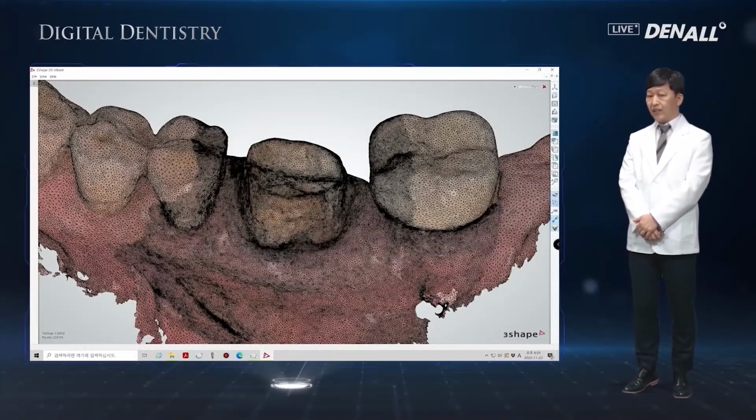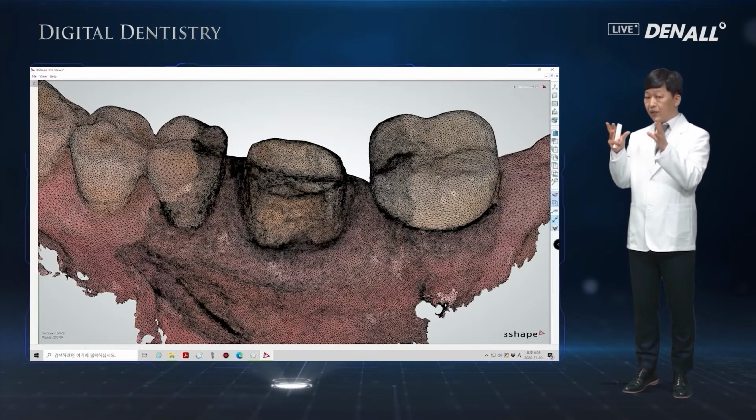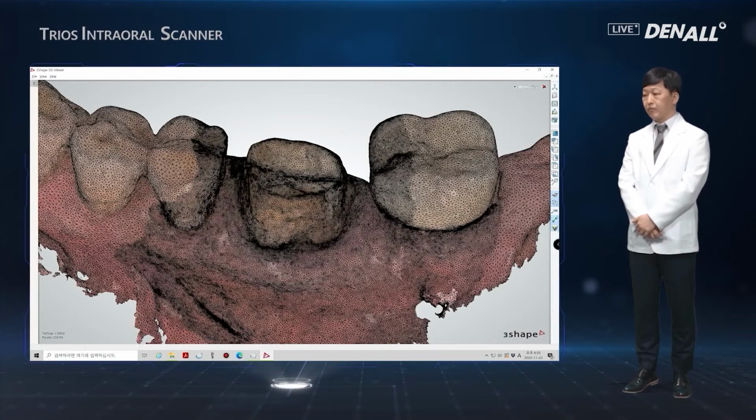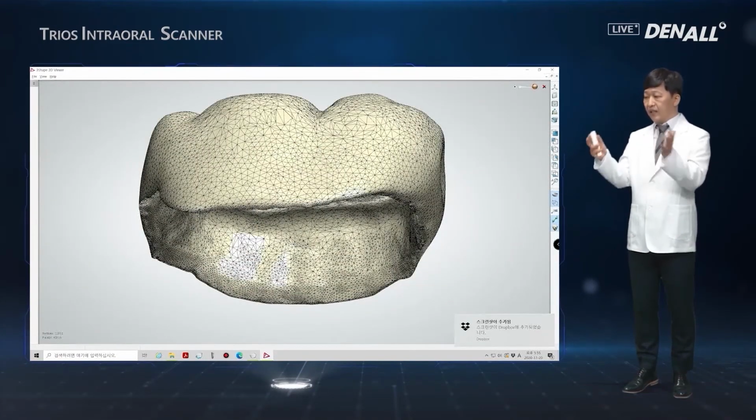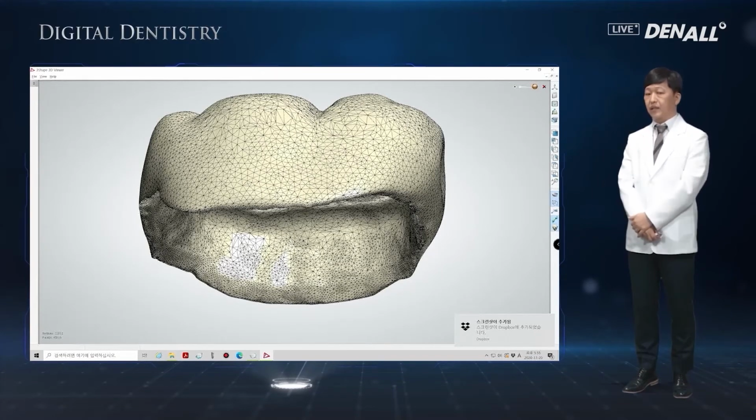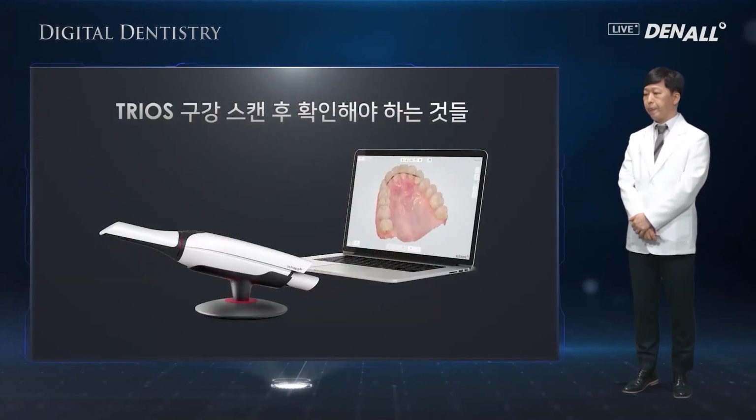However, in Trios scanner and dental system, there are differences. Around the abutments, more detailed scanning is done. Therefore, reproducibility of margins and other parts is more superior. However, for the adjacent teeth and crown, the mesh structure is not that dense, so it is a strategy of select and concentrate. After scanning the mouth using Trios, we need to check some things.